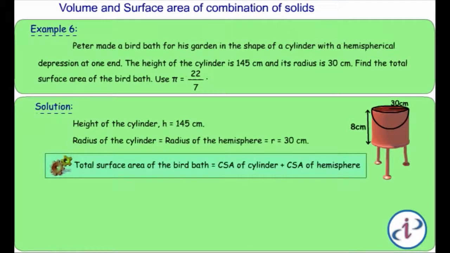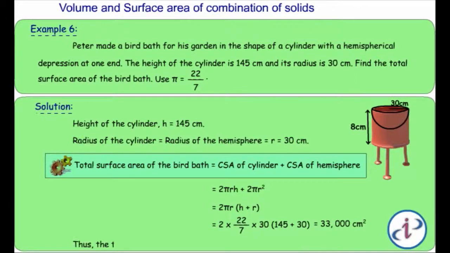The total surface area of the bird bath can be calculated by adding the curved surface area of the cylinder and the curved surface area of the hemisphere. That is 2πrh plus 2πr². On taking the 2πr out, we get 2πr times (h plus r). On replacing the values of r and h in the formula and simplifying it, we get 33,000 square centimeters. Thus, the total surface area of the bird bath is 33,000 square centimeters.